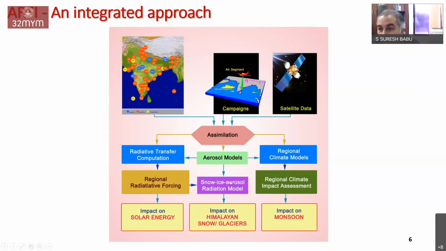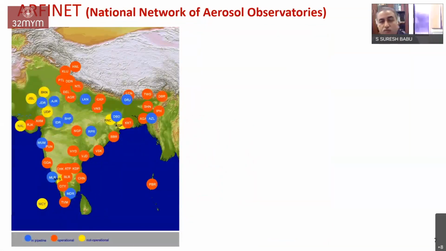And the most important one today, we have some discussion some time back on the aerosol cryosphere interaction, especially over Himalayan region and so on. So in this perspective, we established a network now. We call it ARFINET, Aerosol Radiative Forcing over India Network. It's a national network of aerosol observatories, and it's mainly operated with the support by ISRO.